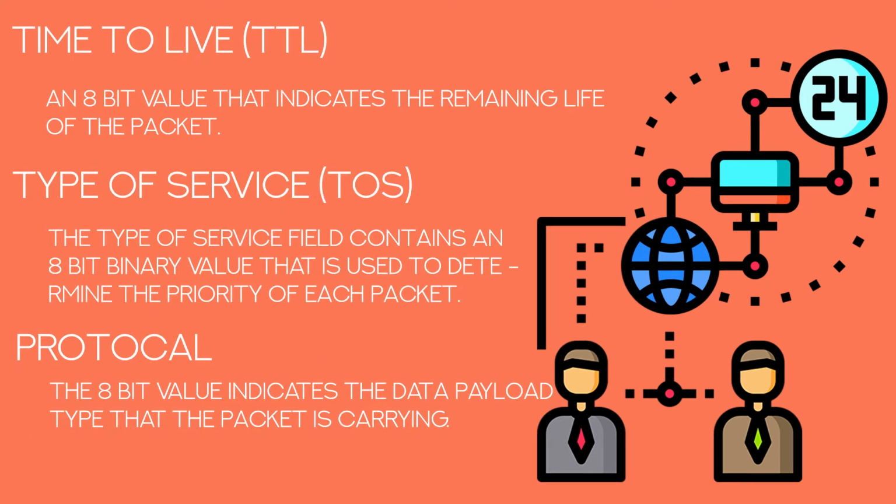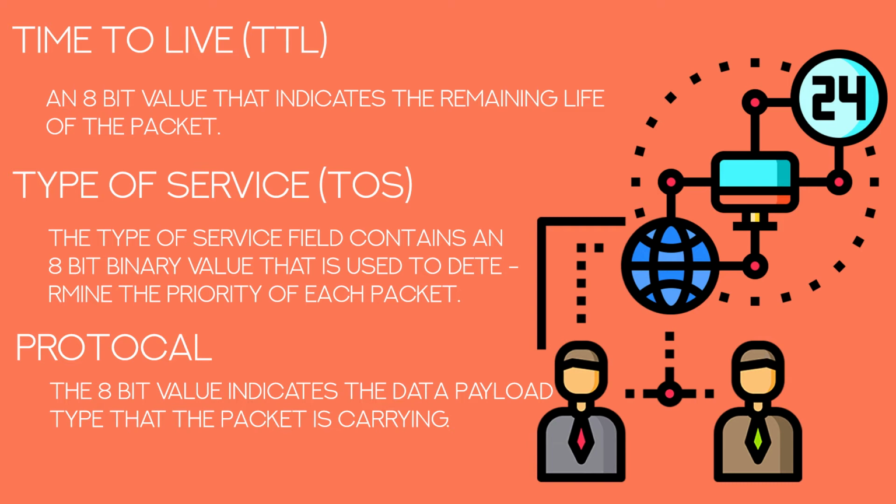The third one is time to live. Don't get scared, because it's pretty simple to understand. It's just an 8-bit value that indicates the remaining life of the packet, or for how much time a packet will be in transit until it gets destroyed or reaches its destination. The next thing that IPv4 takes in its header is the type of service. The type of service field contains an 8-bit binary value that is used to determine the priority of each packet, so it's responsible for prioritizing the packets. After that we have the protocol. It's also an 8-bit value that indicates the data payload type that a packet is carrying.